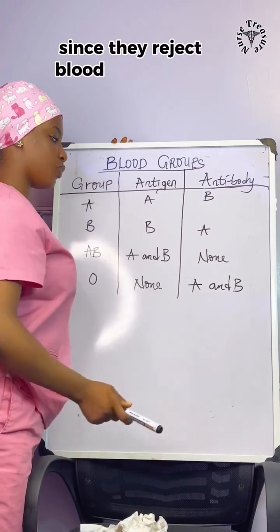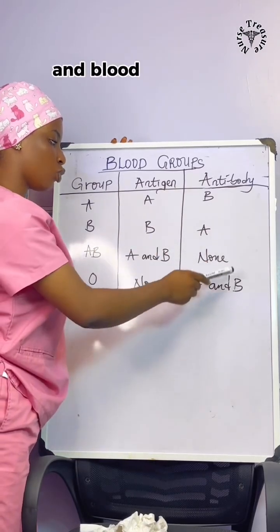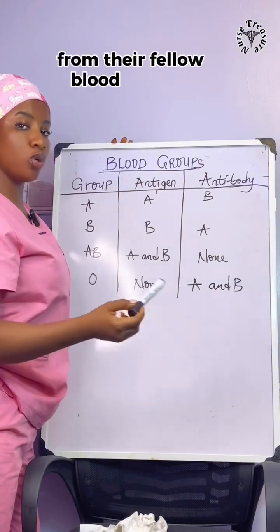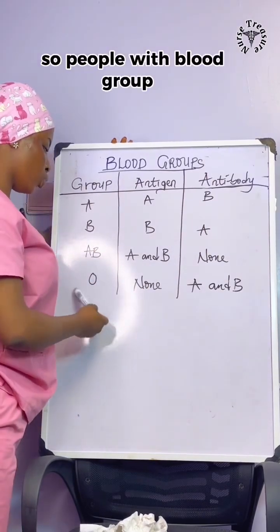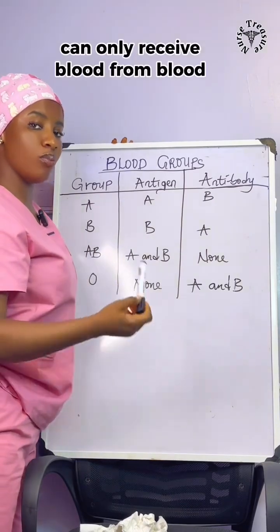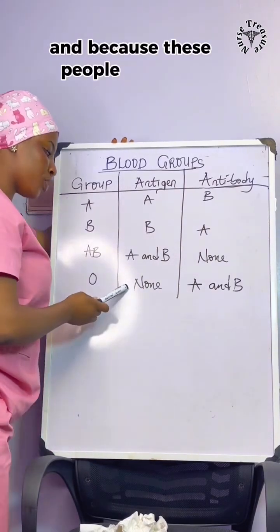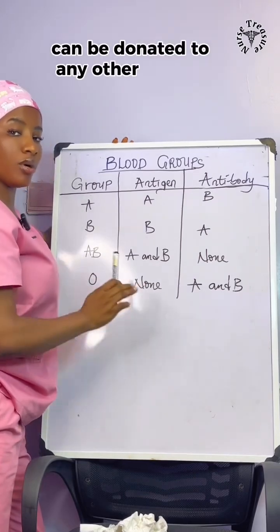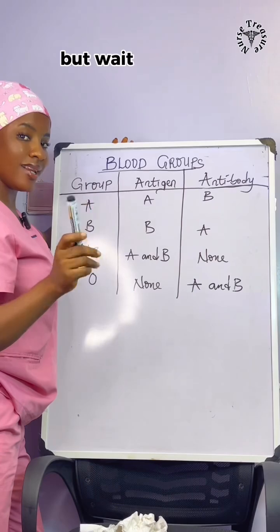So since they reject blood from blood group A and blood group B, it means that they can only receive blood from their fellow blood group O. So people with blood group O can only receive blood from blood group O. And because these people do not have antigen, it means that their blood can be donated to any other type of blood group. But wait, let's go deeper.